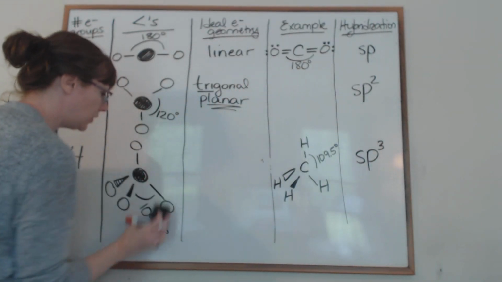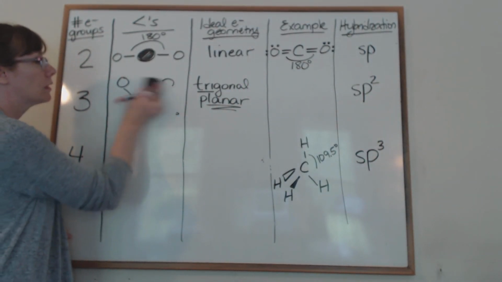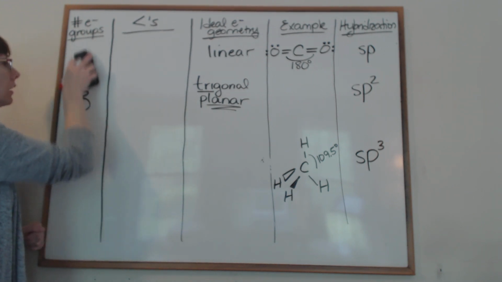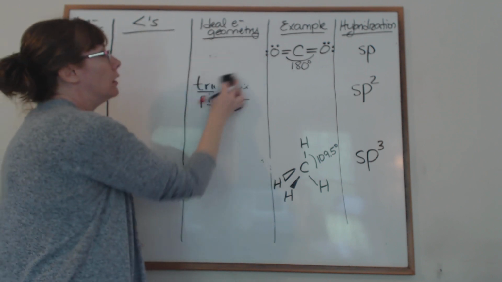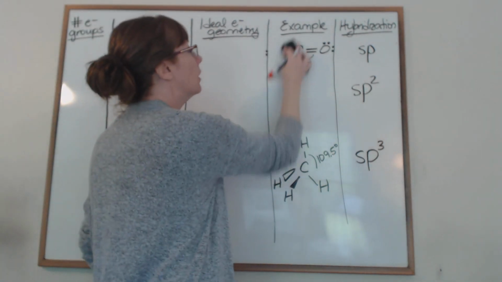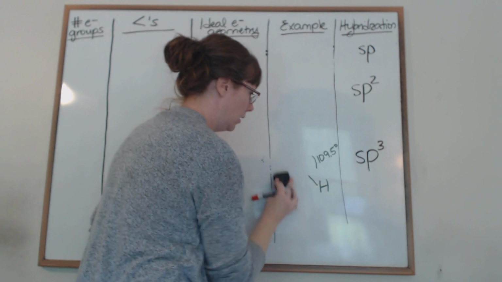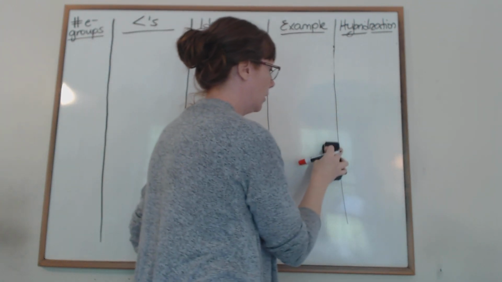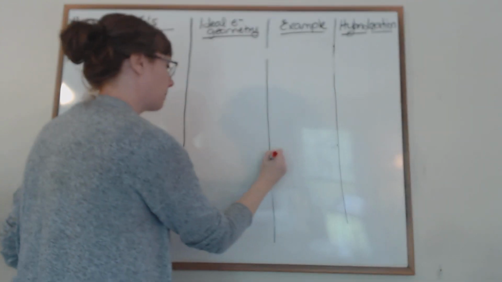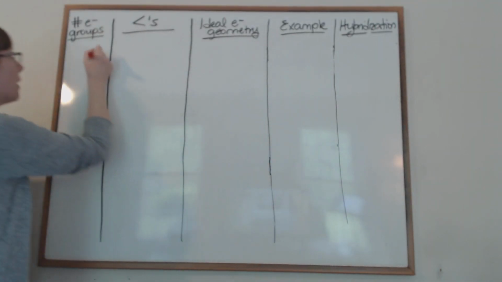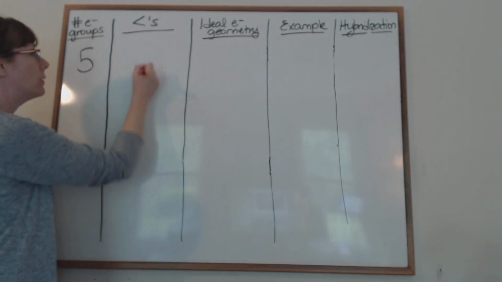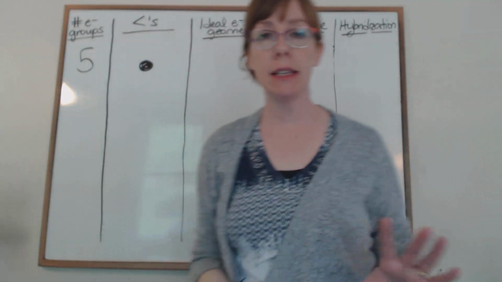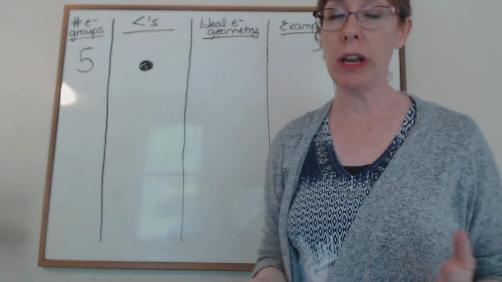Let's move on to finishing out our table. We have to do 5 and we have to do 6. What happens when you have 5 electron groups around the central atom? So let's go ahead and give our central atom there. When you have 5 electron groups, this is the most complicated one to try to draw, but I want you to learn how to draw it.